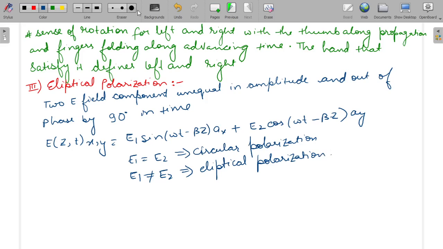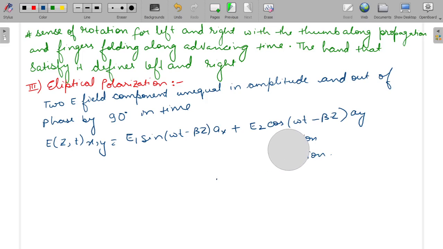Done. I'm just erasing it because now we are studying elliptical polarization, so don't get confused.